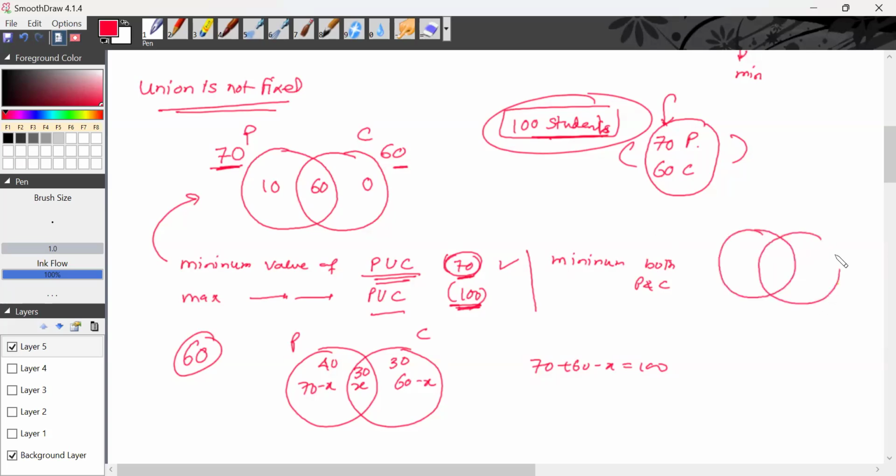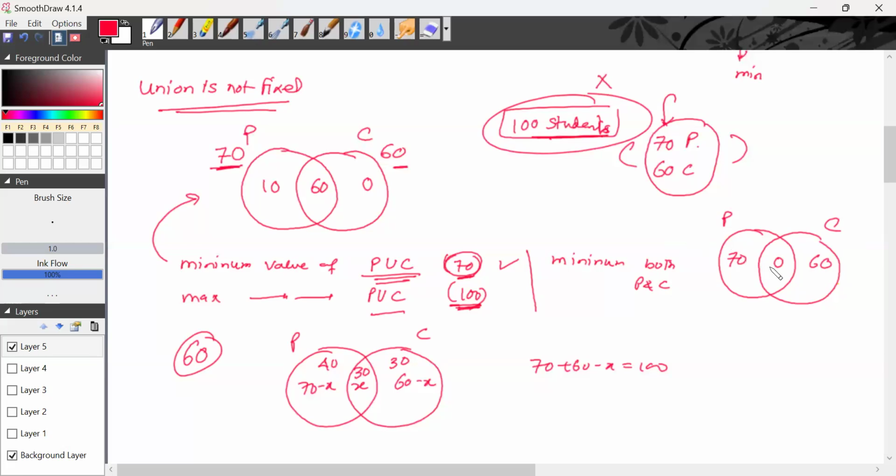Yes or no? But how do we proceed? We proceed assuming it to be 0. Let us assume it to be 0, because minimum is the least. The least it can be is 0. In set theory, if there are a number of people, then it cannot be a fraction, neither can it be negative, but it can be 0. If it is 0, then the physics part will become 70 and the chemistry part will become 60. But in this case, the union becomes 130, which is not acceptable. So this condition is getting violated, right?